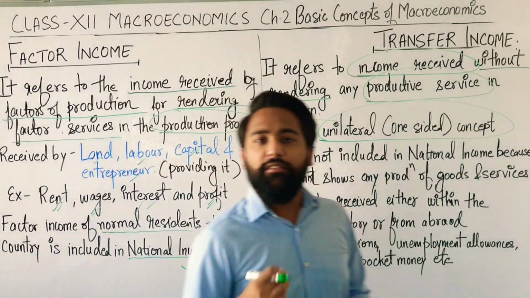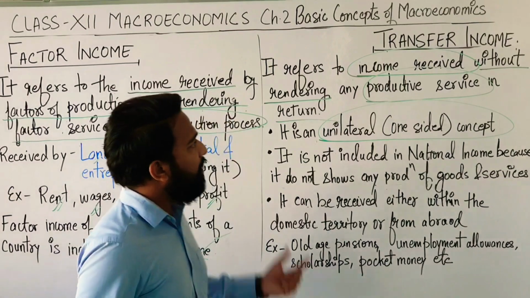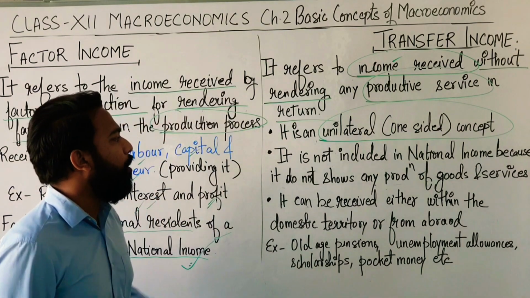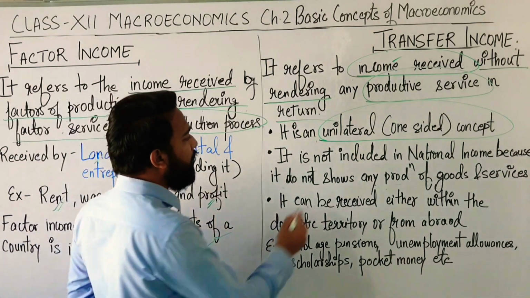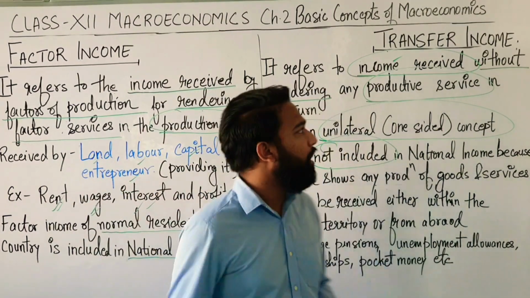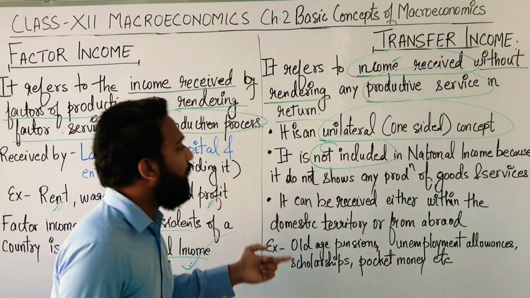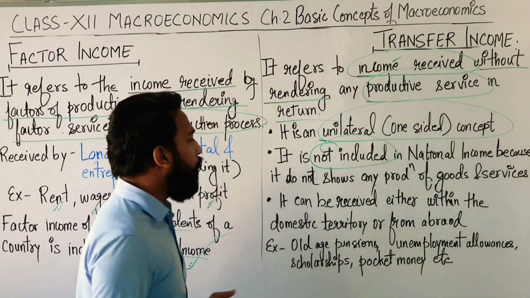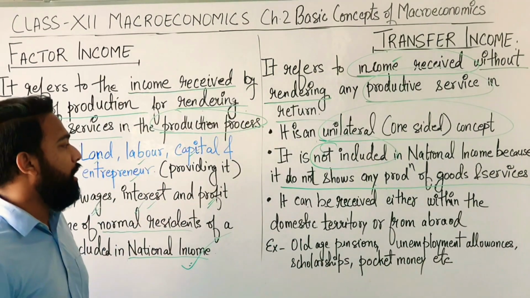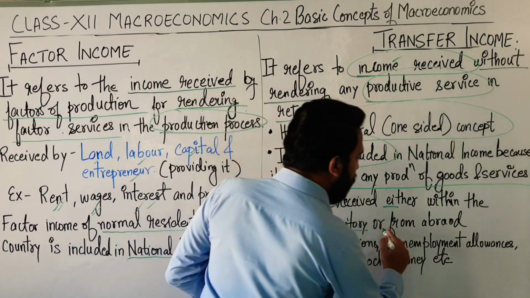We have not given the land, we have not given the labor, we have not given the capital, and we definitely are not the entrepreneur. But still we get some income. In that case, that income is known as transfer income. Now, this transfer income is not included in the national income, unlike the factor income. When we calculate national income, we do not add the transfer income. Why? Because it does not show any production of goods and services.